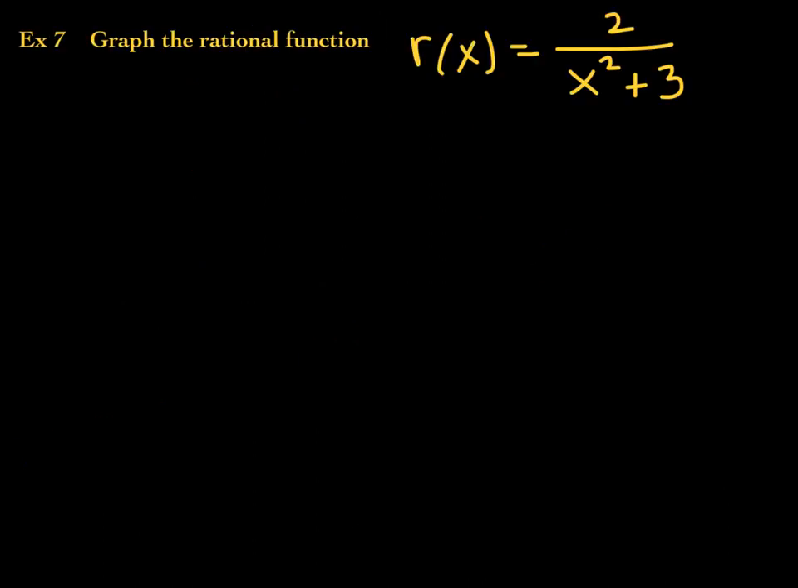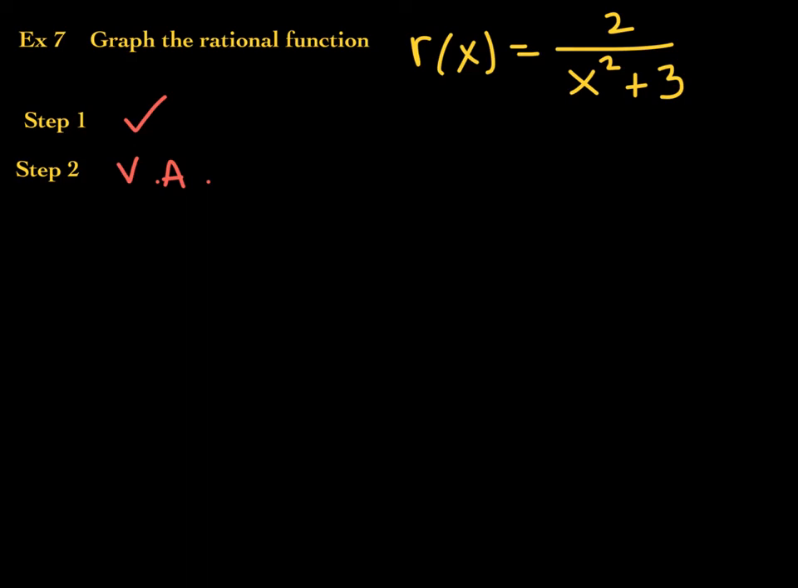All right, last example, graph this final rational function. R of x is equal to 2 over x squared plus 3. First things first, let's factor this function. Notice that the numerator cannot be factored, it's just the prime number 2, and neither can the denominator. So this is already fully factored, so let's go to step number 2, find the vertical asymptotes.